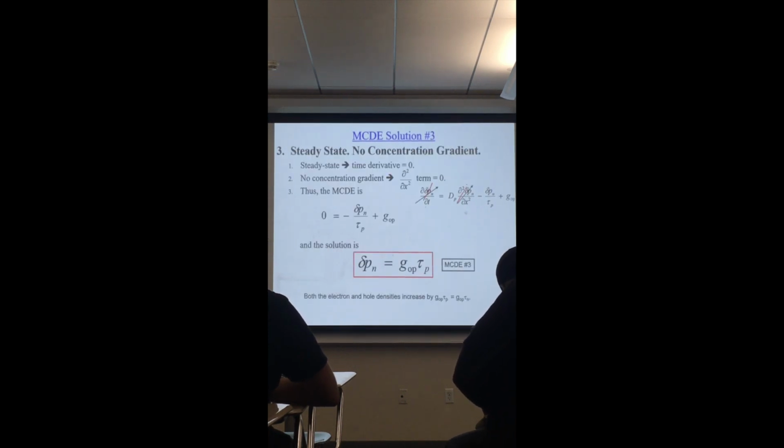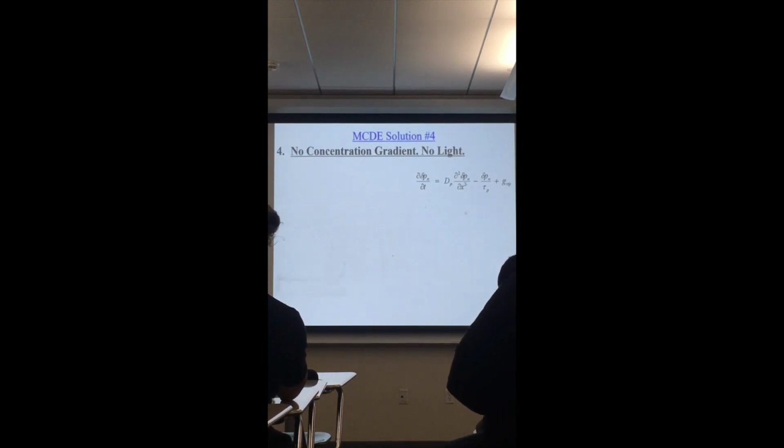Right? So this shows that both electron and hole densities increase by this G times tau. Okay, so this is the solution for the third case. Right, so this last one is no concentration gradient and no light. Okay, so again, for no concentration gradient, the second term is 0, right?